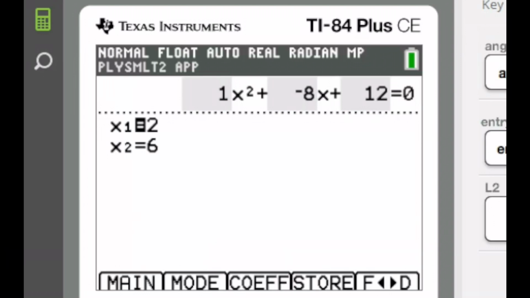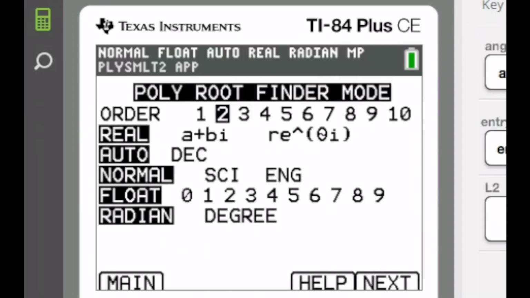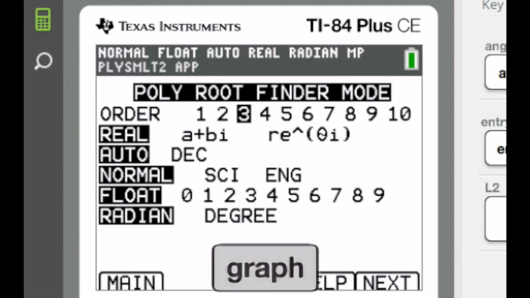My next example will be solving a cubic equation, which is a polynomial equation of degree 3, which implies that I have to change a little bit about the initial settings. Next, I will press the window button to go to the setting page. If I'm going to solve a cubic equation, then from the first row, the order should be changed to positive 3. Let's keep other things unchanged at this moment, and then press the graph button.